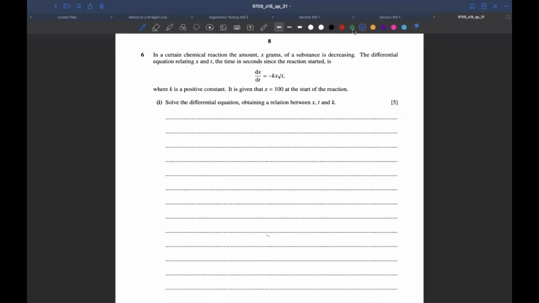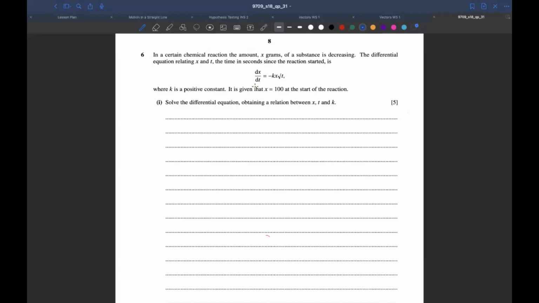In question 6, it says that in a certain chemical reaction, the amount x grams of a substance is decreasing. The differential equation relating x and t, the time in seconds since the reaction started, is given as dx by dt equals minus kx root t, where k is a positive constant. It is given that x equals 100 at the start of the reaction. In part 1, we have to solve the differential equation, obtaining a relation between x, t, and k.